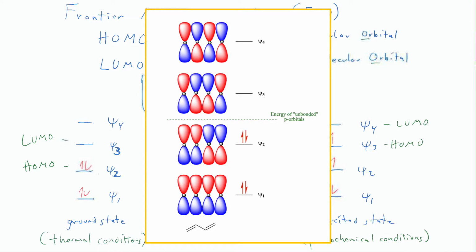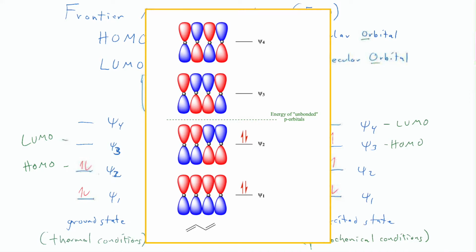The 2 middle carbons, those p orbitals, are lined up in phase, creating a bonding interaction. And because we have 2 anti-bonding interactions and 1 bonding interaction, that means that this is going to be an anti-bonding orbital. And then lastly, we have psi4, where every pair of adjacent carbons has their p orbitals connecting out of phase, creating 3 anti-bonding interactions and no bonding interactions. So again, this is going to be an anti-bonding molecular orbital.